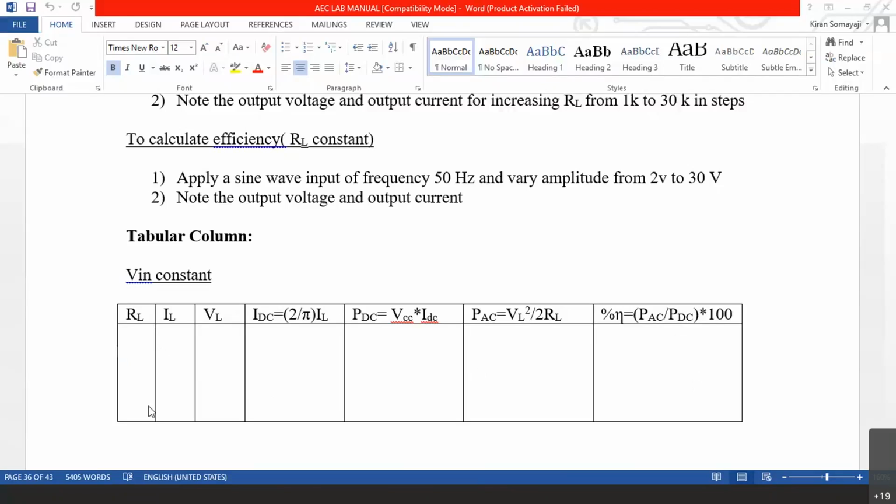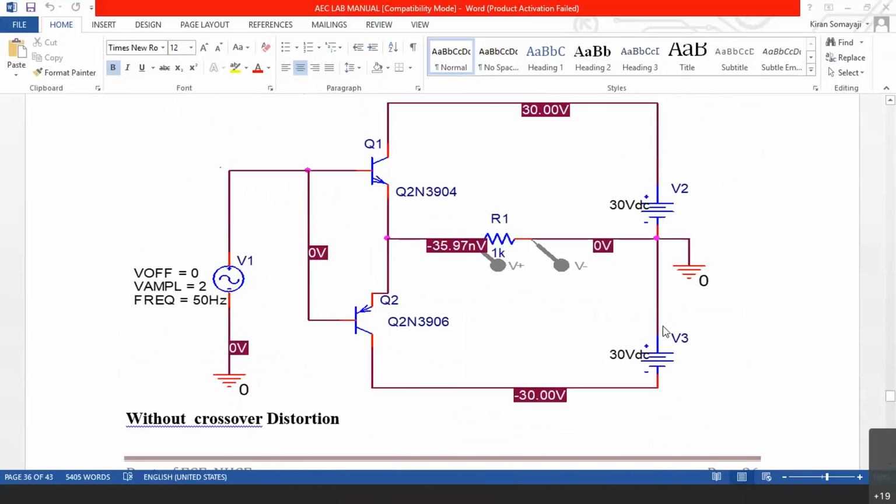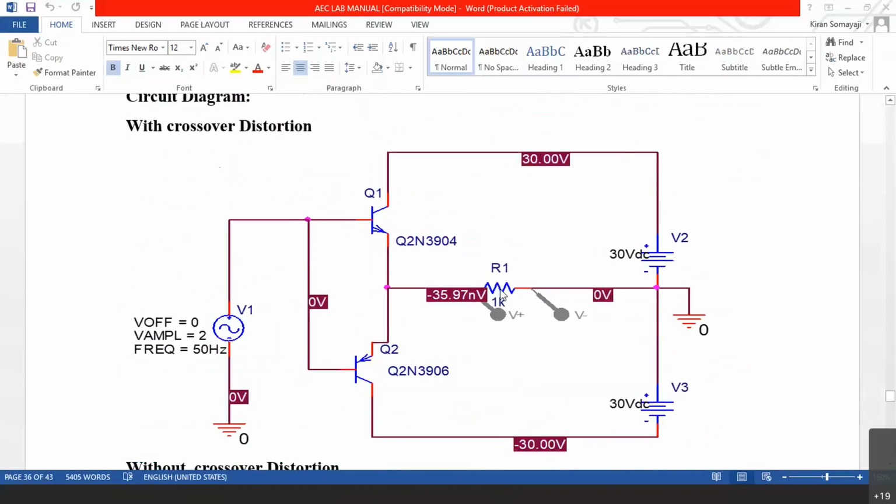Why do we vary the load here? The reason is, wherever we get the maximum efficiency, that is going to be the optimum load. You already know about impedance matching. If the load is matched with the source impedance, then there will be maximum power transfer. So, in this type of amplifier, we are not sure about the impedance as such, because impedance is dependent on those transistors only. There are very few external components here. You can see here, except for the transistors and the load, there are no other components at all.